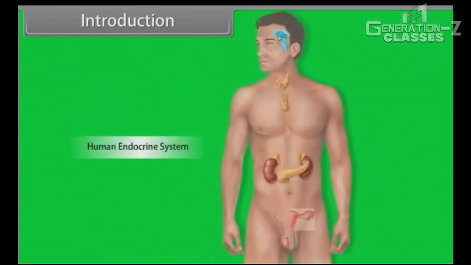There are several other hormones secreted within the body which perform specific functions, such as calcitonin, which is secreted by the thyroid gland and helps in regulating the level of calcium in blood. So, throughout this module, we learn chemical coordination and integration.